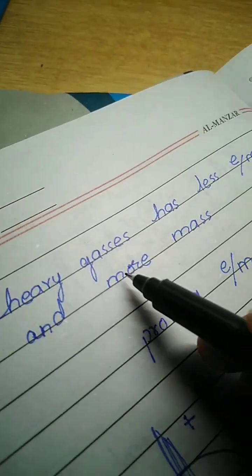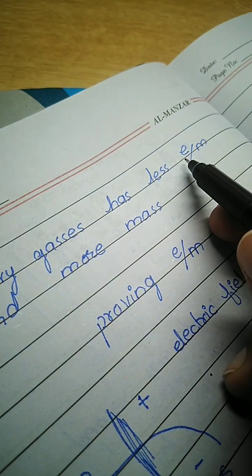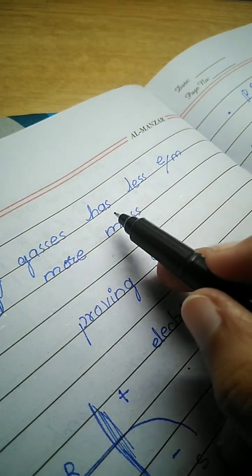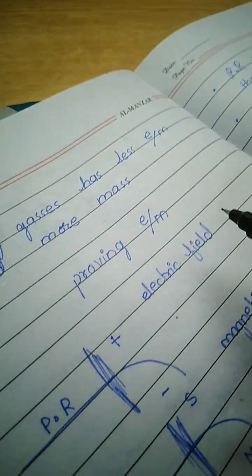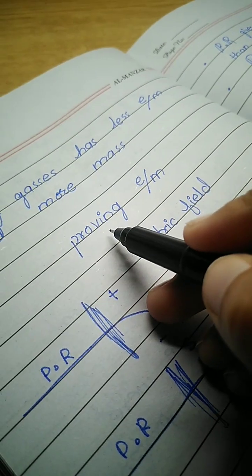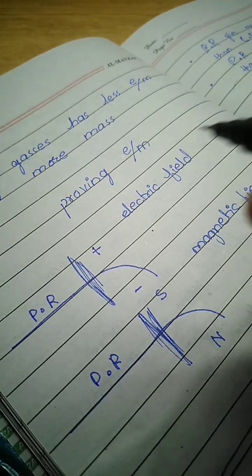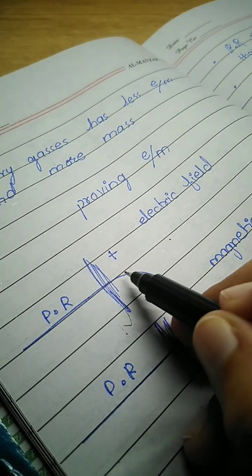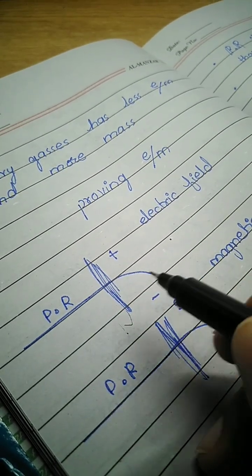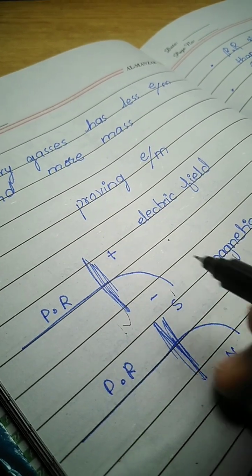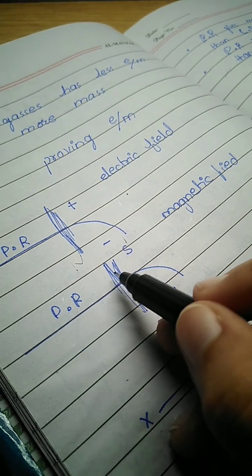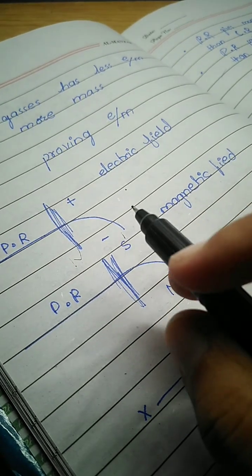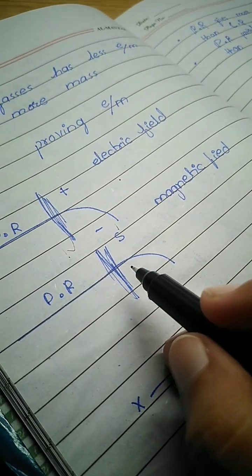Heavy gas has less e/m and more mass. As I taught, hydrogen has less mass but it has greater e/m. So it is written in this statement. Let's prove whether positive rays have e/m or not. By passing the positive rays through an electric field, they move towards the negative plate. That's a proof that they contain charge. When we pass the positive rays through a magnetic field, they move towards the North Pole, and that's the proof that they contain mass.